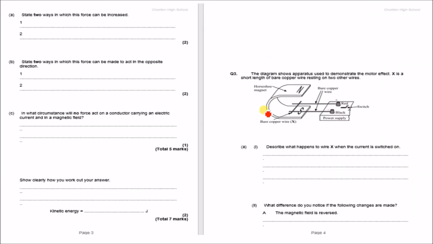Right, state two ways in which this force can be increased. Well, we just talked about those. We could increase the voltage. We could have more turns on a coil, but in this particular instance, we can't really change the conductor because it's just a piece of wire, so we could have an increased magnetic field. So we have a stronger magnet. To spin in the opposite direction we've discussed, so this is the same question.